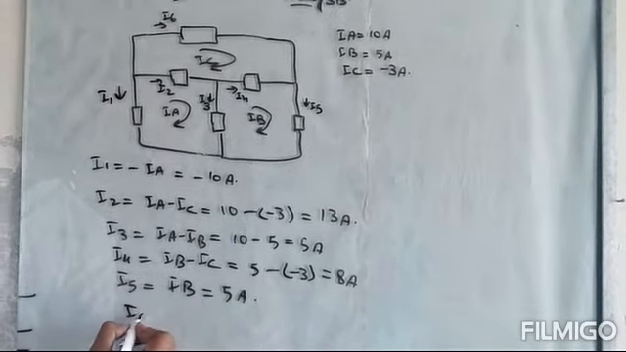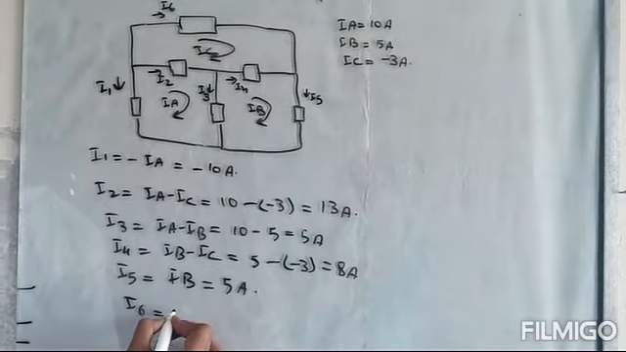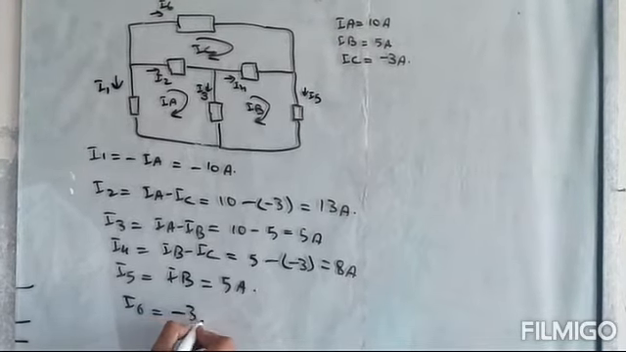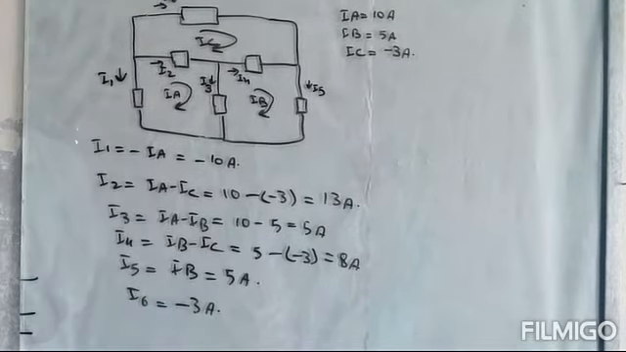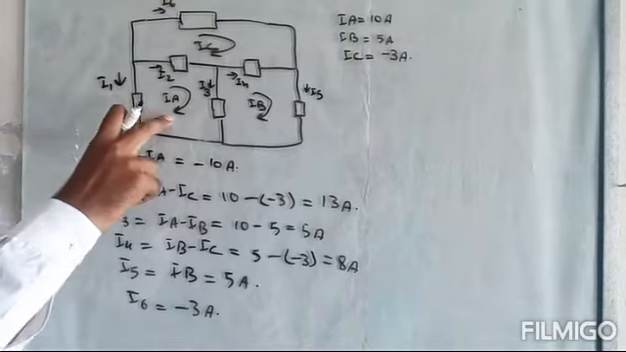I6, the direction of I6 and IC is the same, so the value of I6 is equal to IC, which is minus 3 ampere. In this way we can find the values of the element currents knowing the values of the mesh currents.